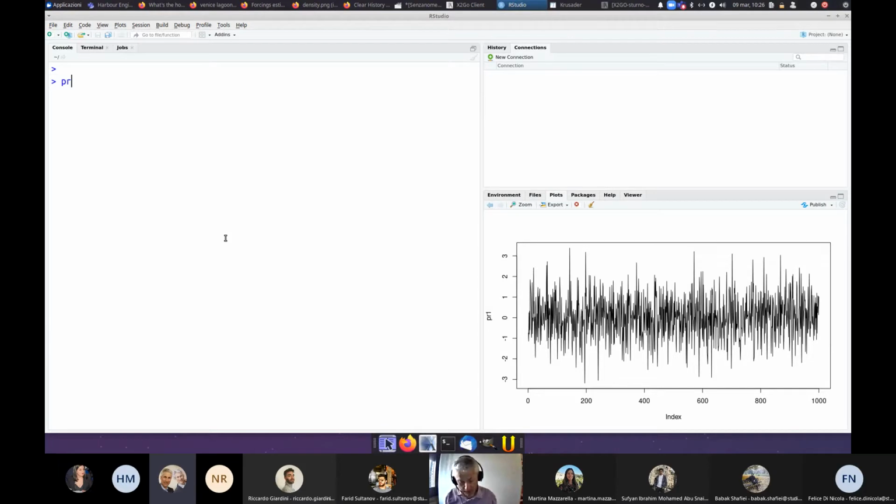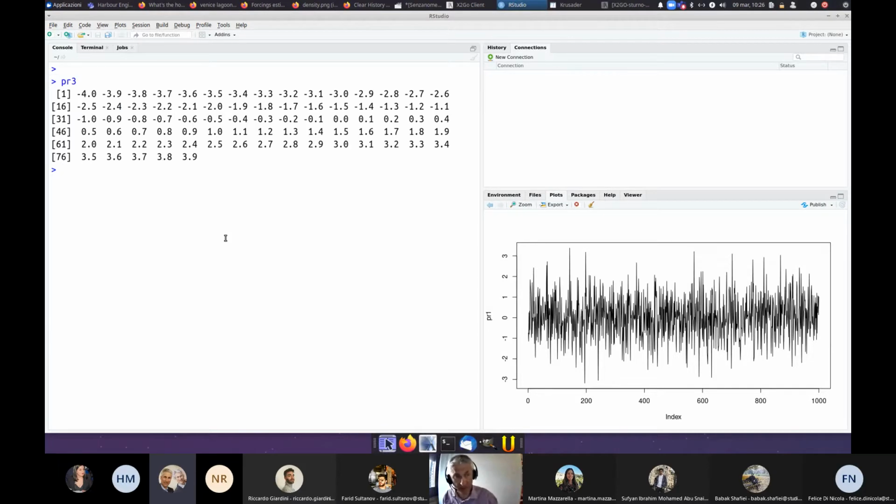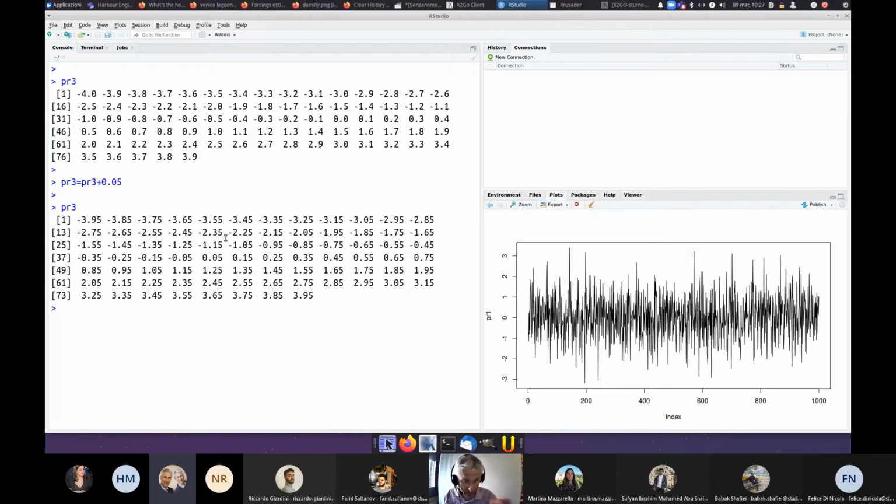I have the sequence PR3 of the left boundaries of the intervals. Let's plot the probability density with respect not to the left boundary, but to the center of the interval. So what I have to do is PR3 is equal to PR3 plus 0.05. Now let me see PR3. Very good. Now we got the center of the interval.